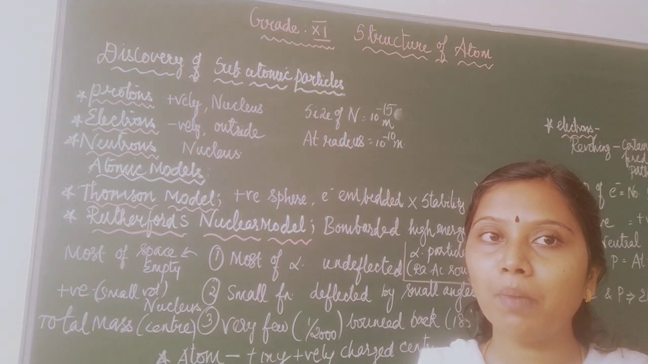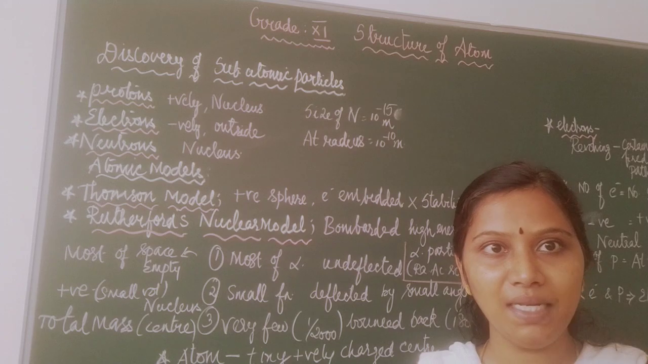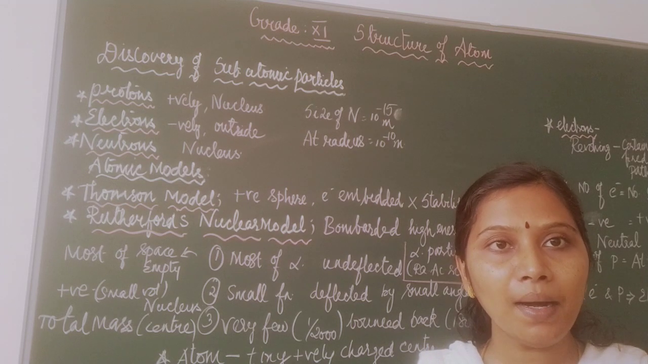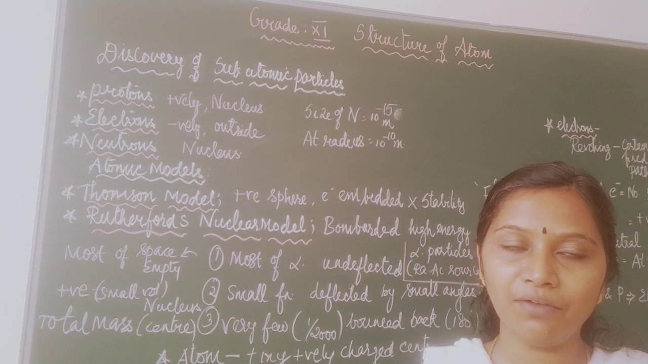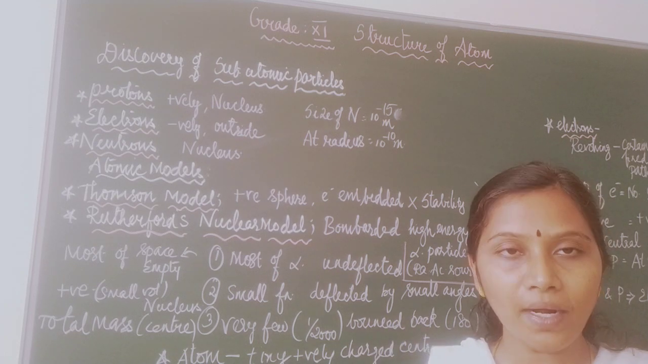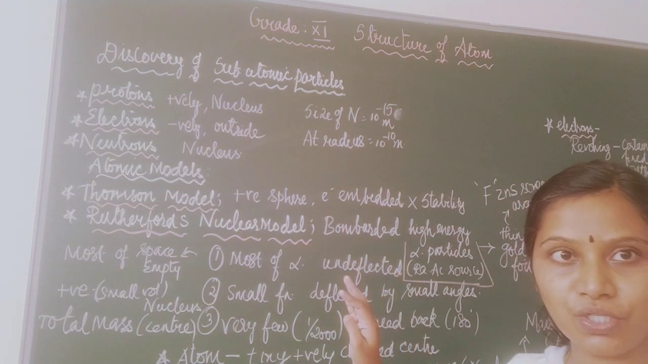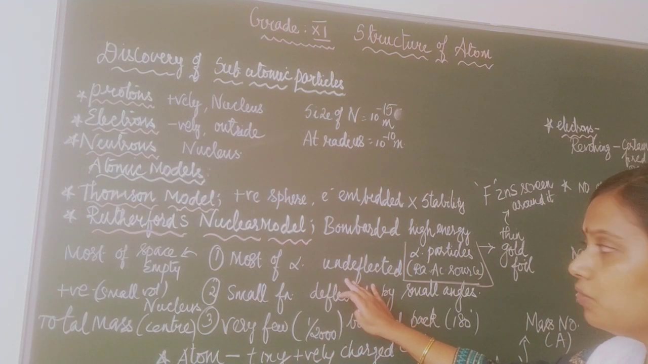I am going to bombard, I am going to beat up. Bombarding is nothing but beating up. So I am going to bombard the high energy alpha particles to a thin gold foil. So what happens when I bombard them? I will be deriving three conclusions. So what are the three conclusions, children?